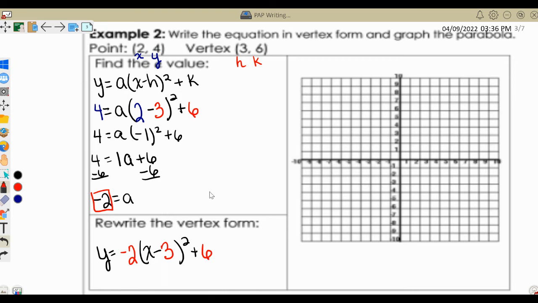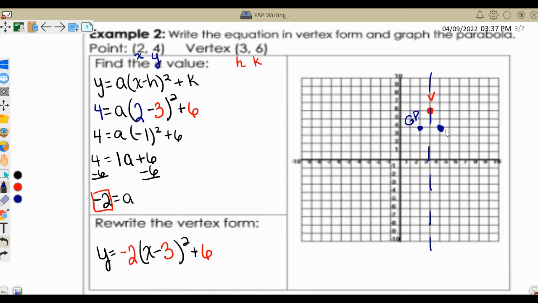Again, we can graph it, and if we can get more points, great. But we're going to go ahead and graph this at 3, 6 is going to be our vertex. Okay. Again, it's a -2, so we know it's going to open down. Given point is at 2, 4. So let's go ahead and bring that down. Put in our axis of symmetry.